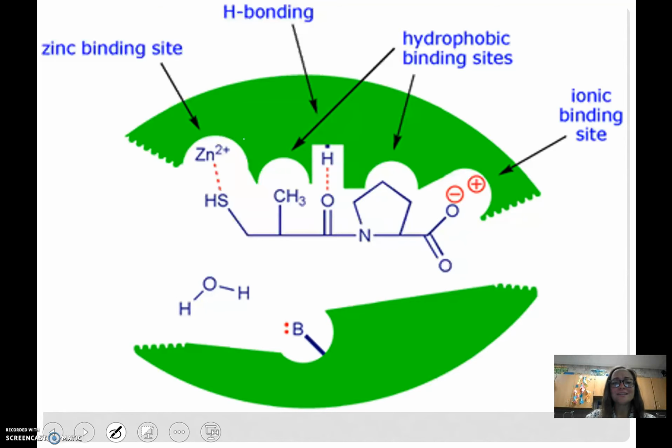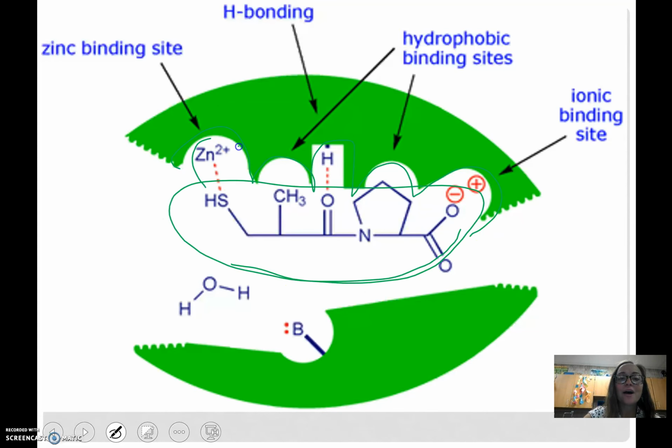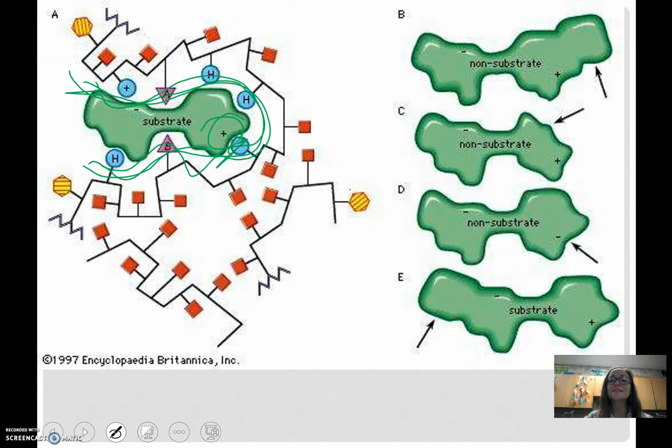So you can kind of see if this is our active site right here, and if this is our substrate, how there are different interactions happening between the substrate and the surface properties of the active site. And when I say surface properties, I just mean the charges, the polar, nonpolar, hydrogen bonding, like the different chemical properties of that region of the protein. Hopefully this helps. We can explain this further in class and further elaborate for you.